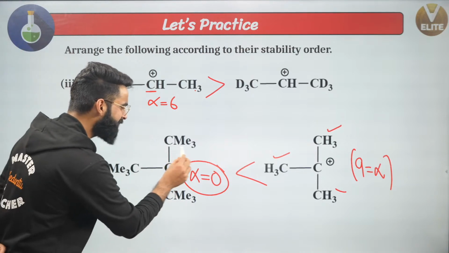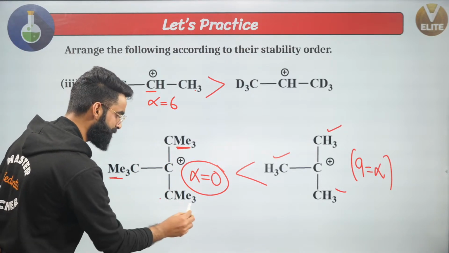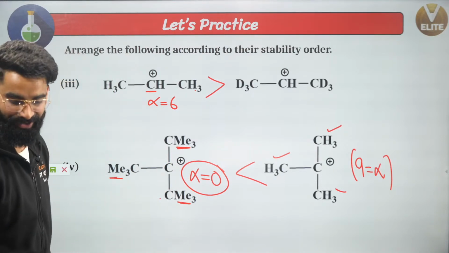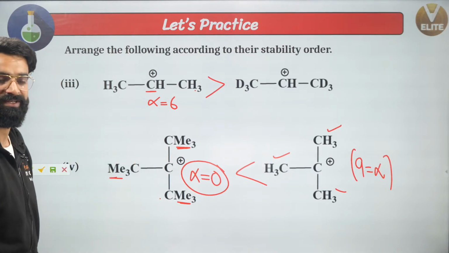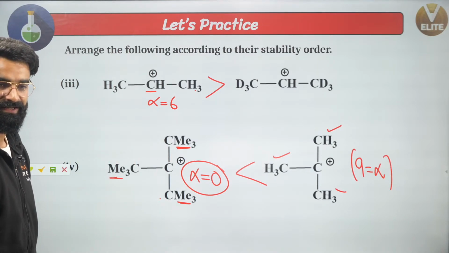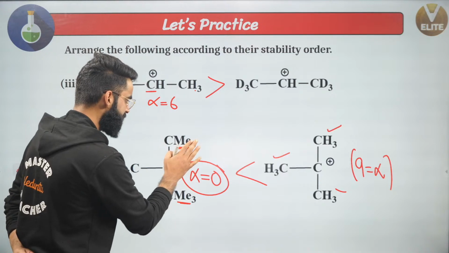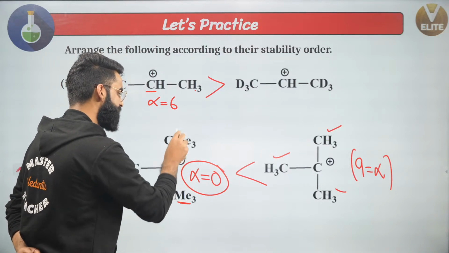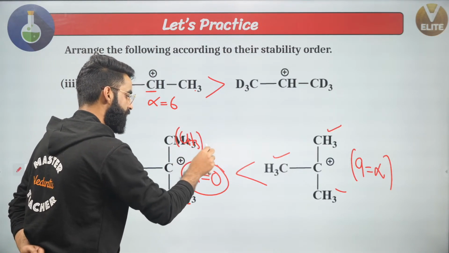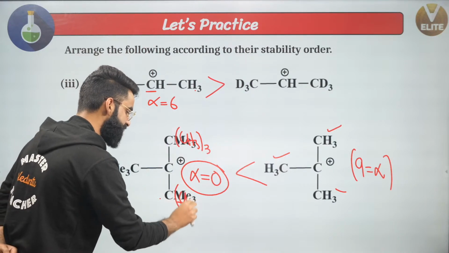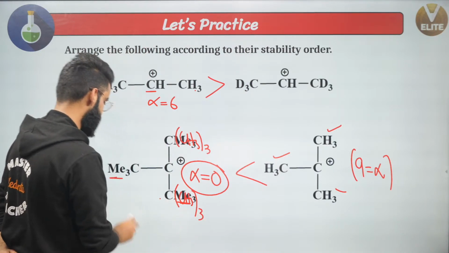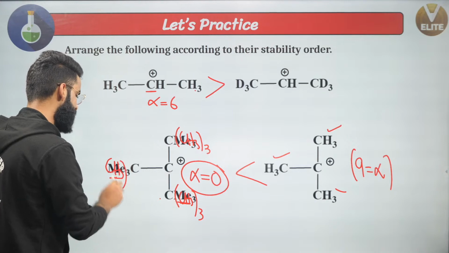This is basically a methyl group, right? Me stands for methyl. This is not a hydrogen. So 2 is going to be more stable than the first. If you're getting confused like this, instead of Me3, you can write it as CH3 whole thrice. I hope now it's clear.